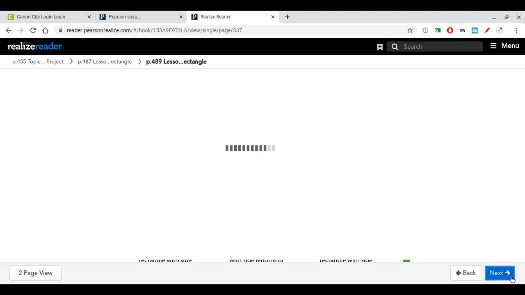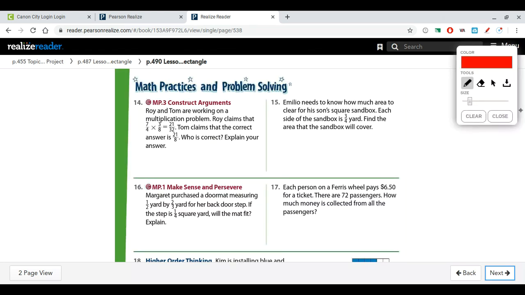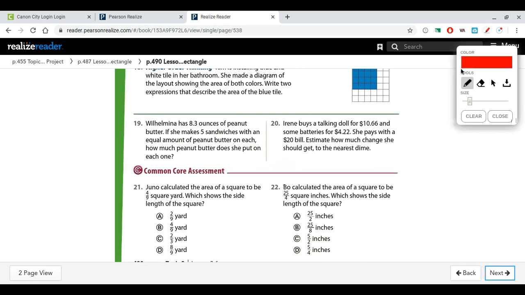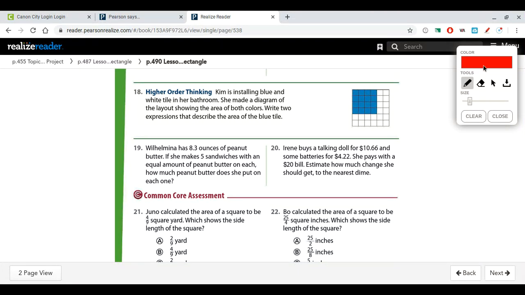And then on your math practices and problem solving, I would like for you to please do number 15. I would like for you to do 14 because it's good to get that practice in. You are going to do problem number 18. So let me move my paper down a little bit. You're going to do, I went too far, problem 18. You're going to then do 21 and 22. So those are the problems that I'd like for you to do in today's practice.